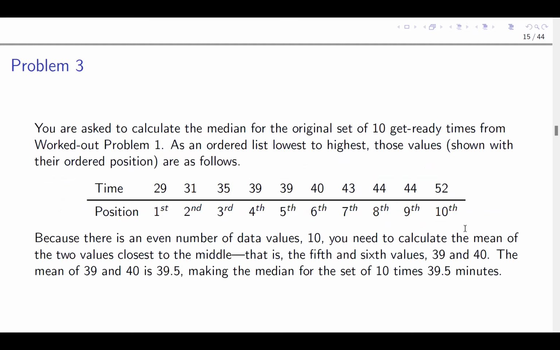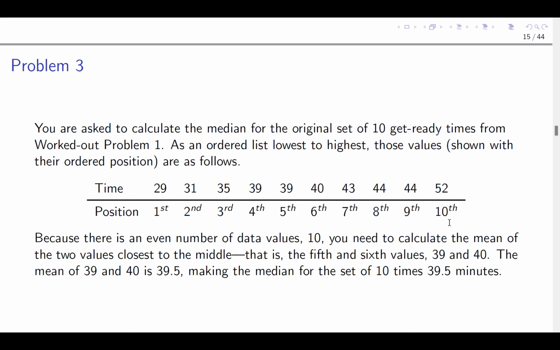Another example is here. You are asked to calculate the median for the original set of 10 get-ready times from workout problem 1. From our session on mean, we looked at a certain table where we had the time until a worker wakes up from bed and gets ready to go to work. So we're repeating the data here, and we want to now find the median of the data set. At this point, we have ranked the data set, so we have the lowest time and then the maximum time.